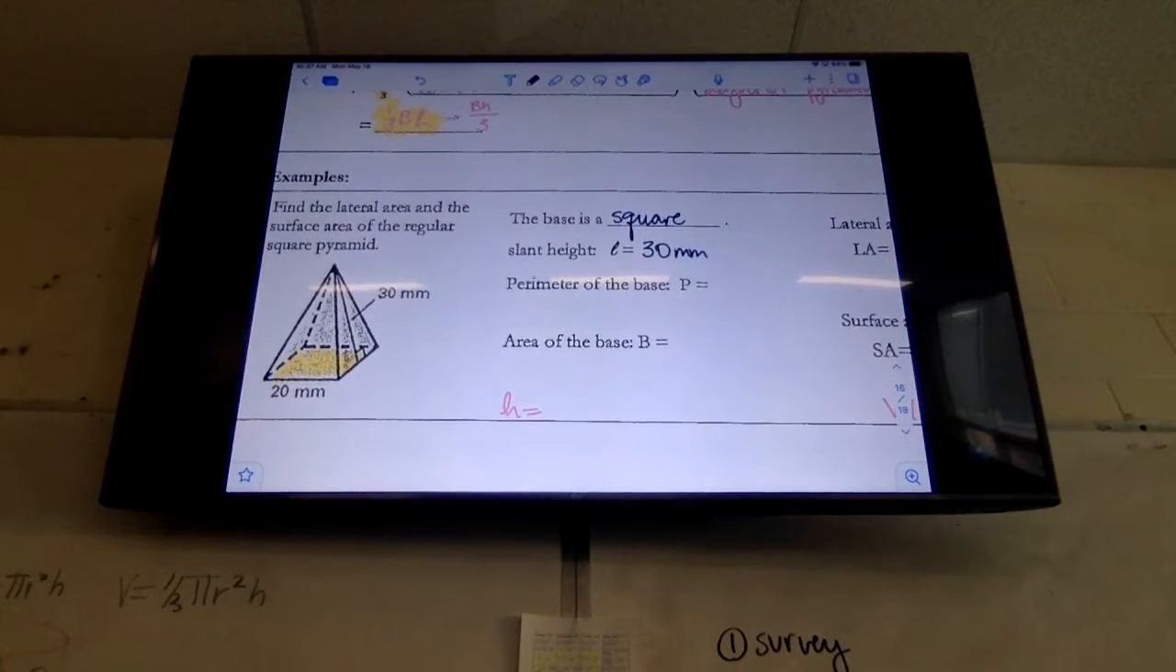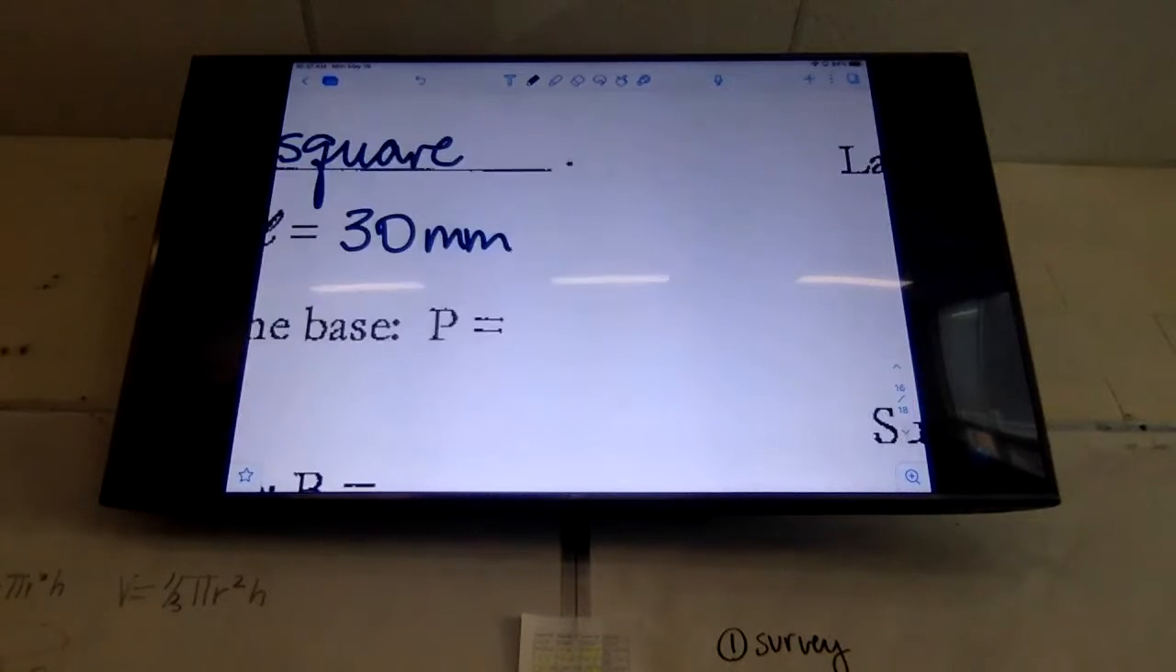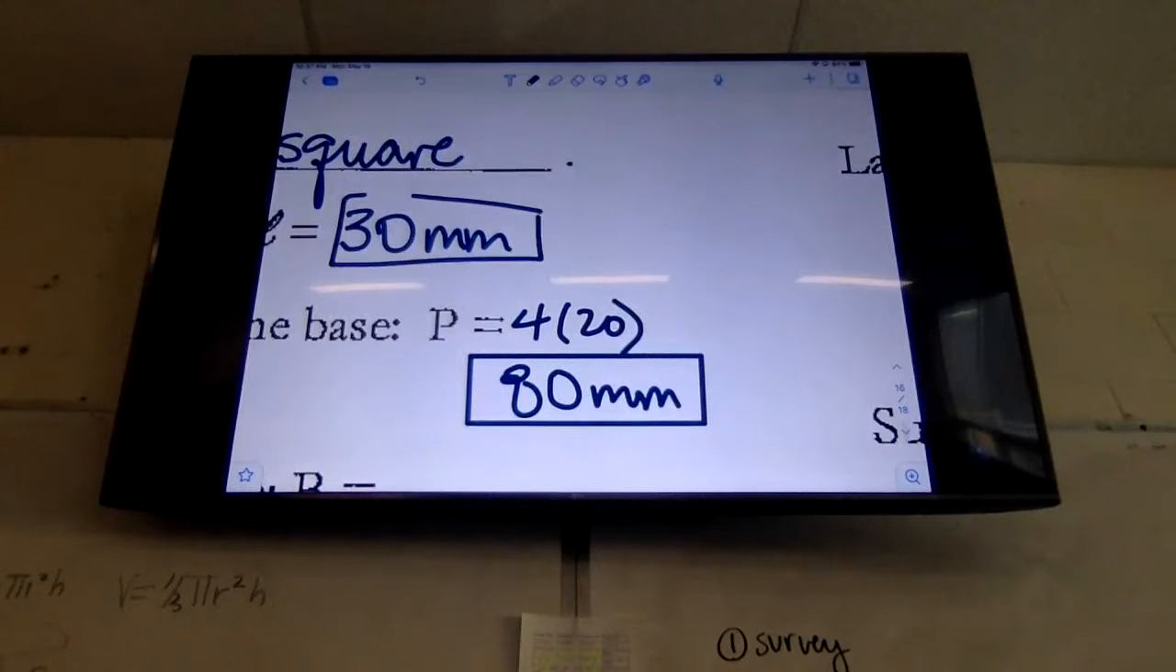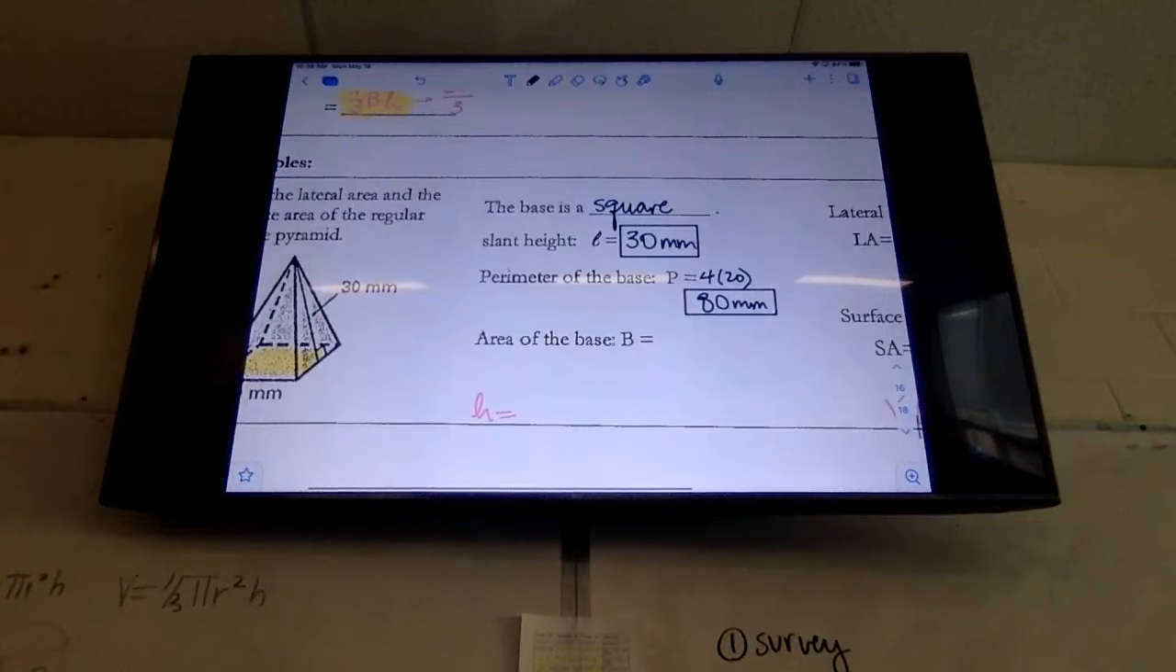The perimeter of the base, what's the perimeter of my square base? 20 is one side, so how do you find the perimeter? 80. 4 times 20, right? 80 millimeters. And that's just millimeters, not squared, not cubed, not nothing. Wow, good thing I teach math, not English, right? Don't tell your English teachers I don't know how to talk.